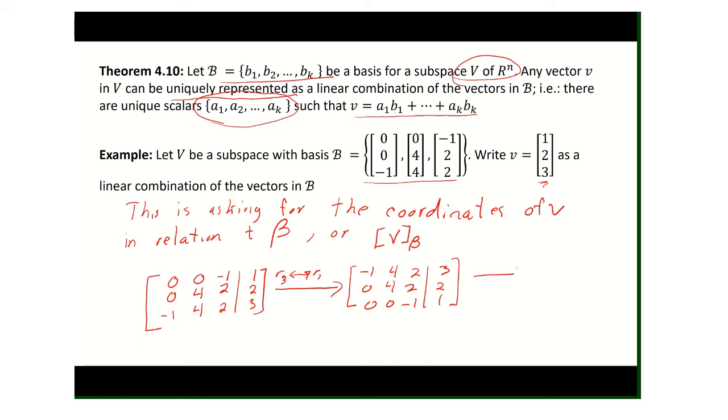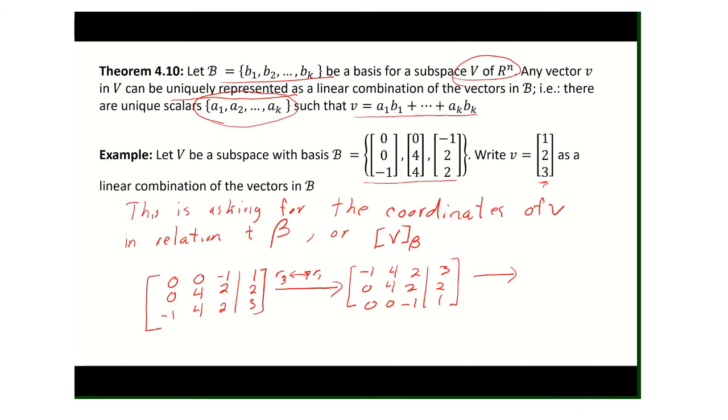We'll do this on the next page. So negative 1, 4, 2, 0, 4, 2, 0, 0, negative 1, and it's 3, 2, 1. So now I will do row 1 minus row 2 is the new row 1: negative 1, 0, 0, 3, 0, 4, 2, oops, that's a 3 there, that's a 1, 2, and 0, 0, negative 1, 1.